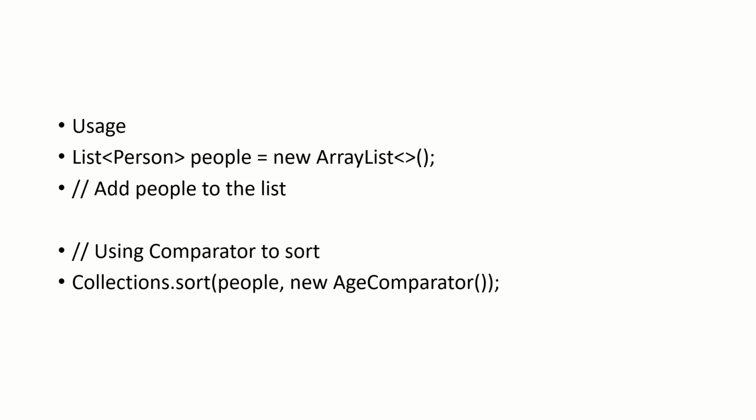Now coming to how it is looking like, you can see uses of this comparator. So it is used for sorting. In the case of comparable, we directly use Collections.sort to sort that list of people or list of objects. But in the case of comparator, you have to pass that comparator that you have created for the custom sorting in the Collections.sort method.